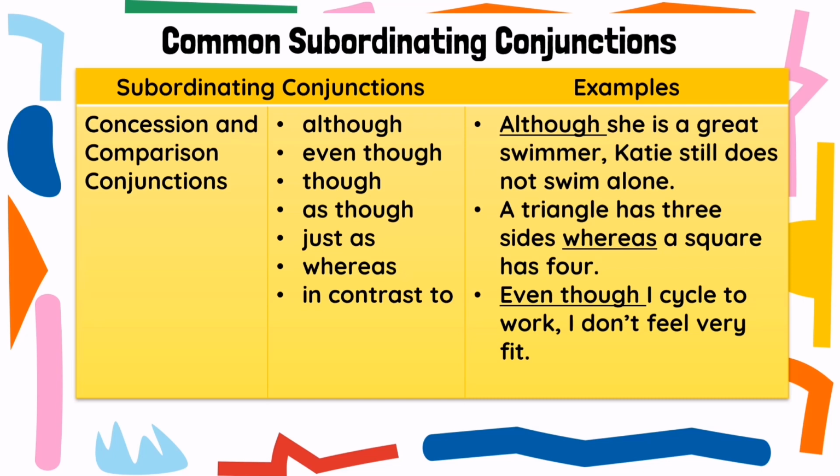Example sentences, we have, although she is a great swimmer, Katie still does not swim alone. Next, a triangle has 3 sides whereas a square has 4. Next, even though I cycle to work, I don't feel very fit.